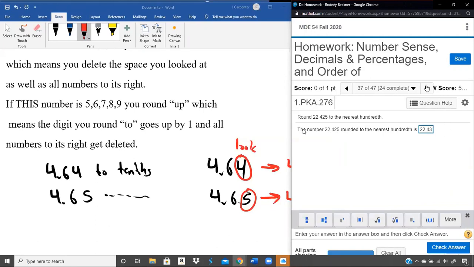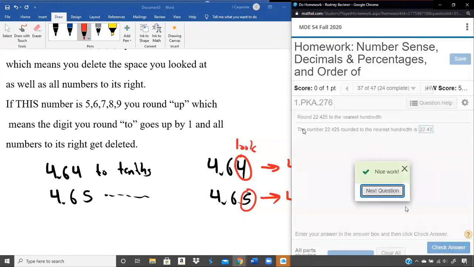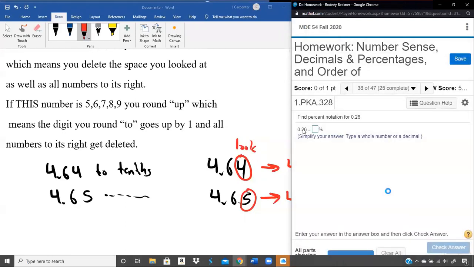All right, let's check it again. We're supposed to round to the nearest hundredth. So the 2's in the hundredth. So we look at the 5. 5 says round up. 43. I think everything's good. We hope it's good. All right, we got it right that time. Perfect.